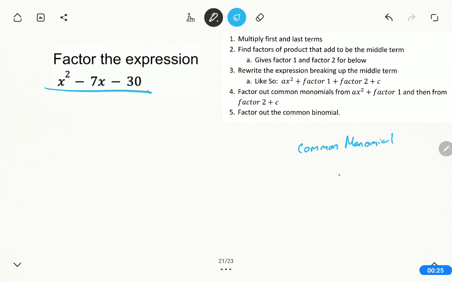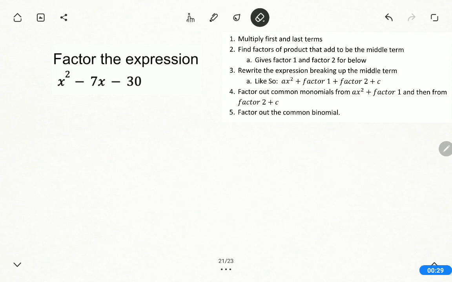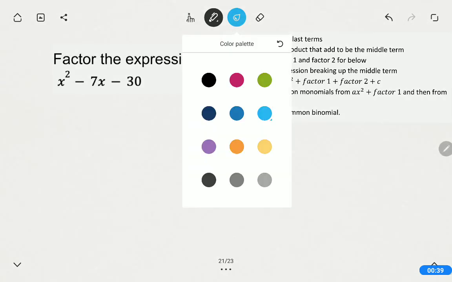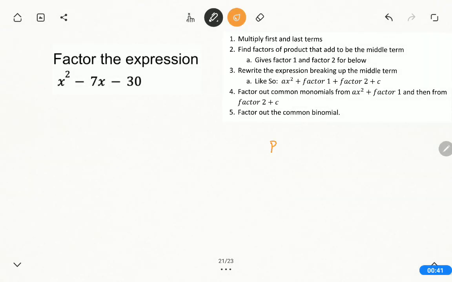And nothing goes into all three terms, so no common monomial, or at least none that will be useful, because technically I can pull out 1 or negative 1, neither of which is particularly useful in this situation. Second thing we want to check, is it a pattern? And this is not the a squared minus b squared, which is the main one I focus on, nor is it the a squared plus or minus 2ab plus b squared. So it's neither of the patterns.